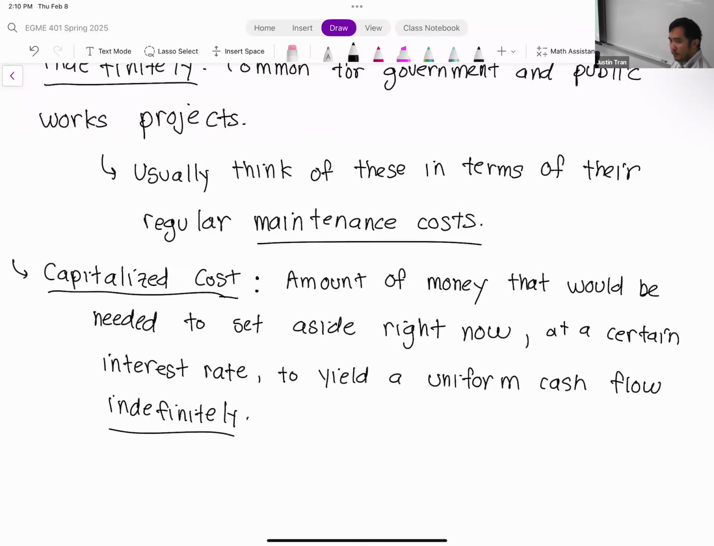And so for these types of public works projects, roads projects, that require regular maintenance costs, if you wanted to fund that forever, based purely on your dividends, based purely on interest rates, the capitalized cost is how much you would need to do that.